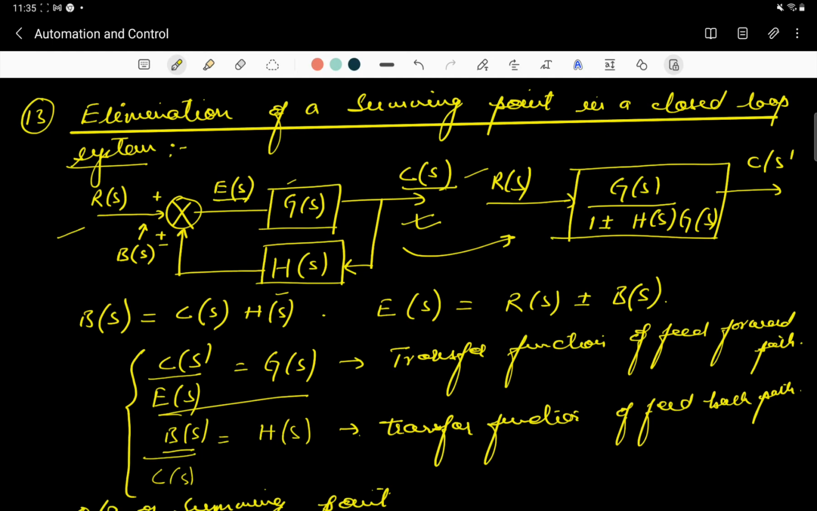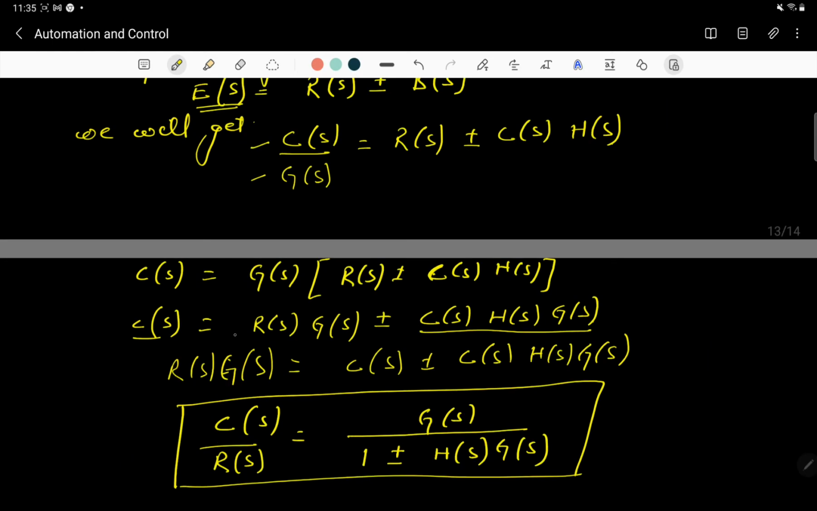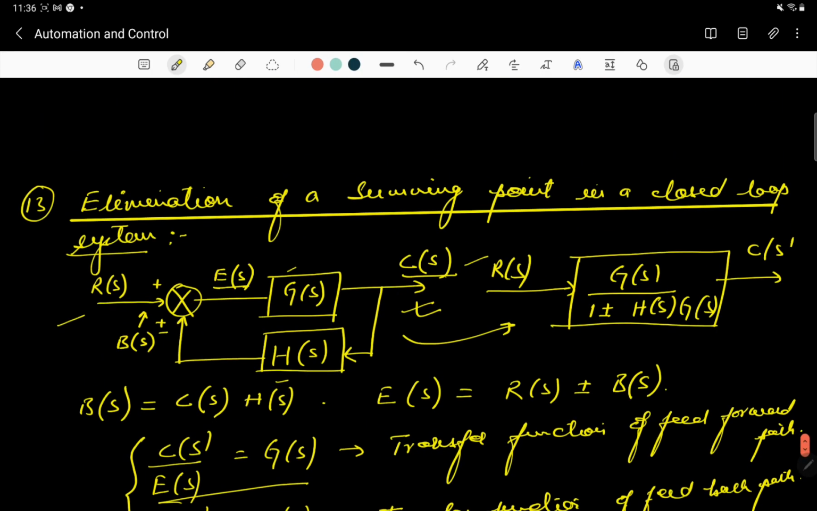There is a small mistake over here. When we transferred this value to the left side, this plus minus should become minus plus over here. Similarly here minus plus, and similarly here minus plus. Now we have eliminated the summing point in this block diagram.